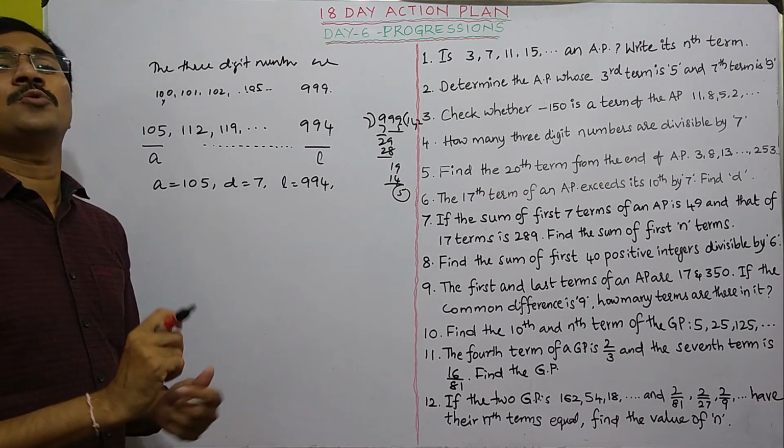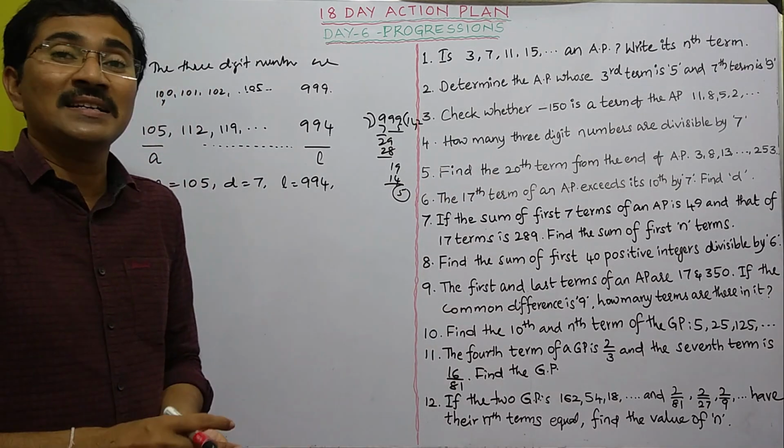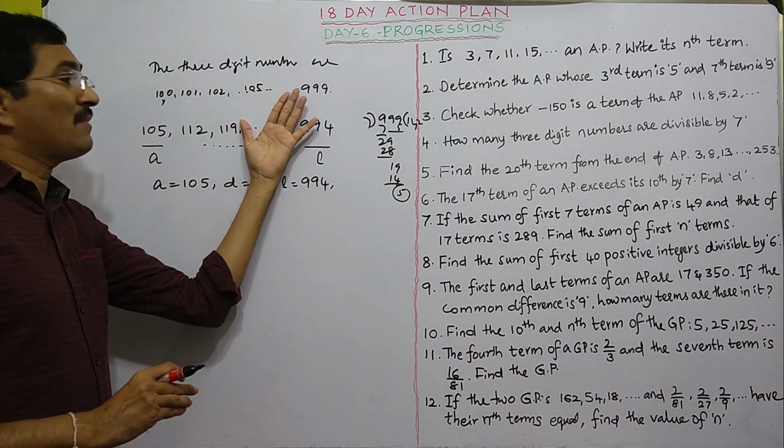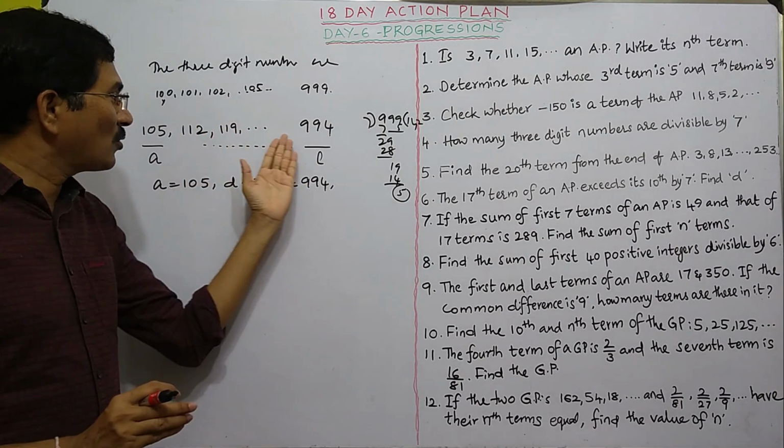Then what do we have to find out? He is asking us to find how many 3-digit numbers are divisible. So for example, if it ended here, we would have said 1, 2, 3. Only 3 numbers are divisible. But we do not know the number.